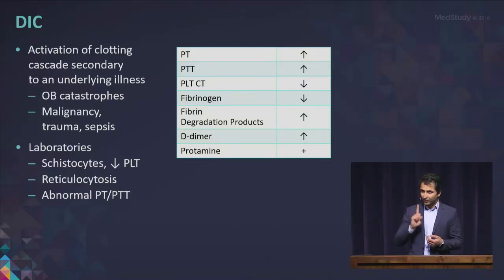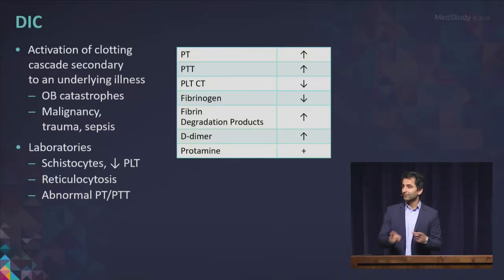The difference here is your coags are abnormal too. So you're going to have abnormal PT and PTT. And that's going to be your simplest way to differentiate DIC from TTP, the coags. If your coags are normal and you've got schistocytes and low platelets, but the coags are normal, it's TTP. If the PT and PTT are abnormal, think about DIC.